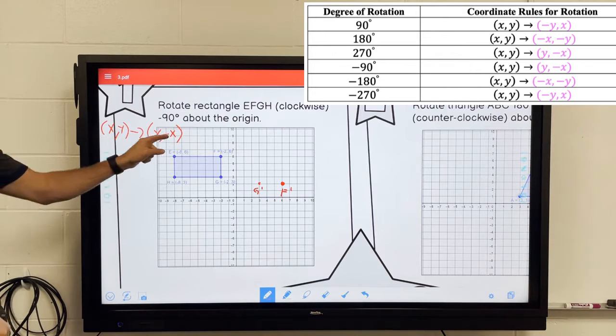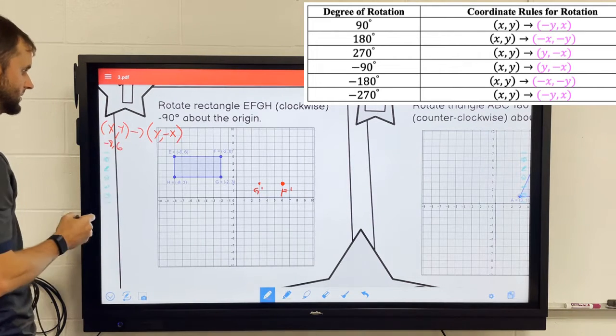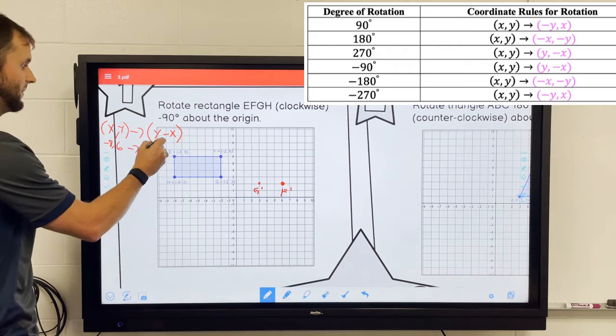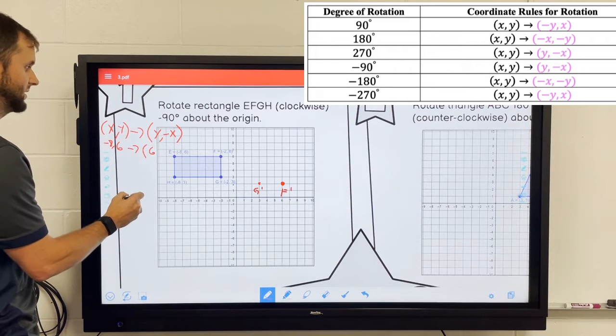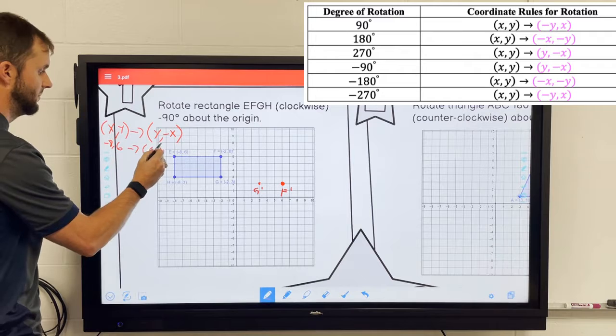Right now we need to do E and H. E is at -8 comma 6. So literally I'm going to flip it. I write my Y coordinate first, which is 6, and I change the X to its opposite, which -8 will turn to +8.